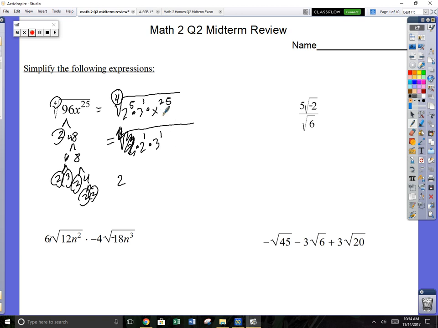Okay, now I have plenty of x's. I got 25 x's. So the question is, how many 4's are in 25? And I know that 4 times 6 is 24. So if I write them as 24 x's, and then there's got to be 1 left over. Okay, this fourth root is going to undo a bunch of these fours. And if I've got 24 of them, that means it's going to undo six of them. So that means six of these x's come out.